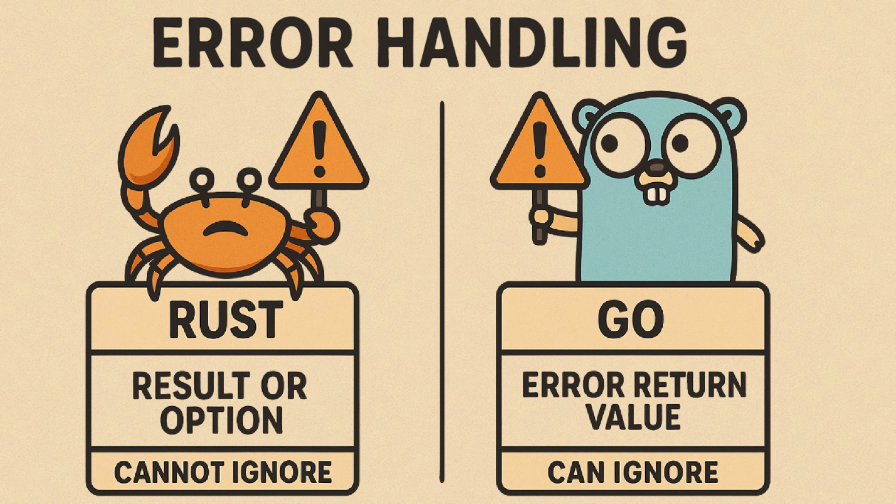You check if the error is nil, and if not, you handle it. Simple, explicit, but, and here's the controversial part, you can ignore error checking if you want to. This flexibility has led to heated debates in the programming community.